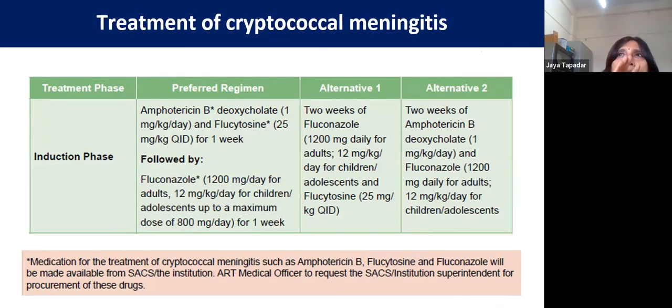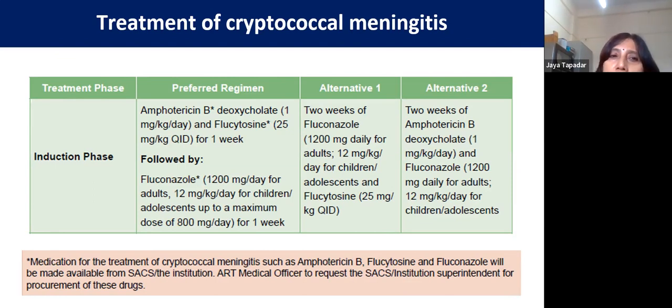Okay, so I told you two things: primary prophylaxis, and preemptive treatment if you have a serum CrAg positive but CSF CrAg negative. And now we are coming to the treatment of cryptococcal meningitis, which is quite complicated, very expensive, and quite labor intensive, and cannot be given in an ART center or on an OPD basis. Now, how do we treat?